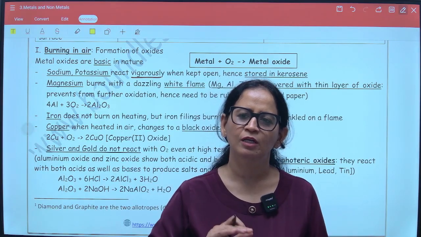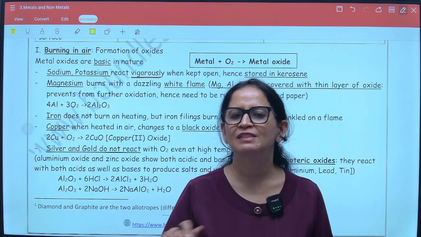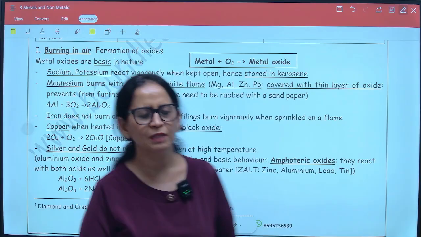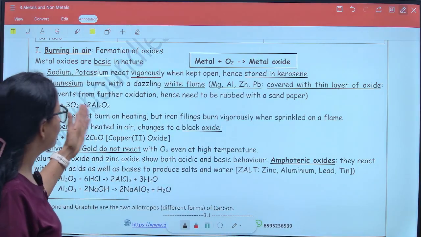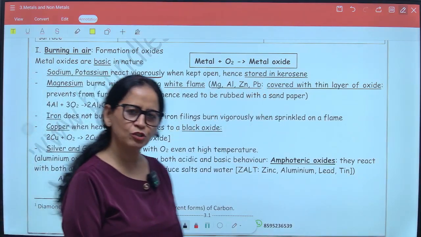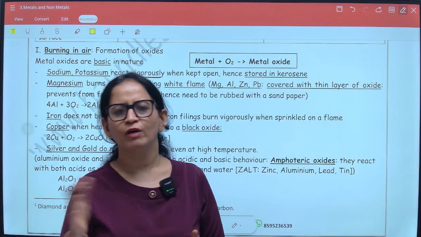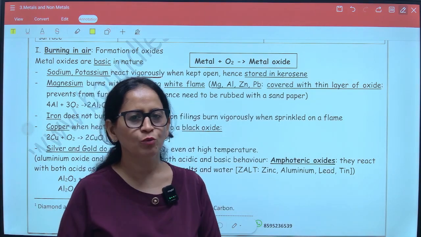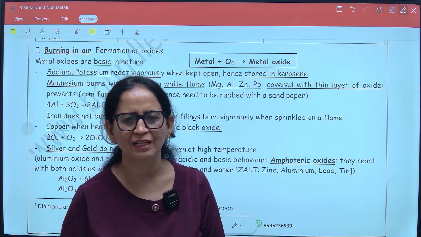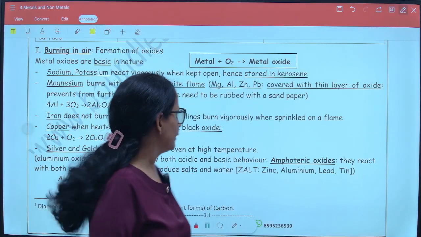And you rub the magnesium ribbon with the sandpaper before you try to burn it. So, why do we do that? Because magnesium is a highly reactive metal. It gets covered with a layer of oxide, magnesium oxide, because of oxygen present in the air. So, you rub it with sandpaper to remove the layer of magnesium oxide so that it can burn smoothly.